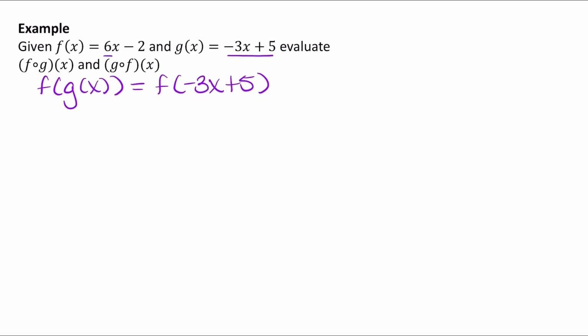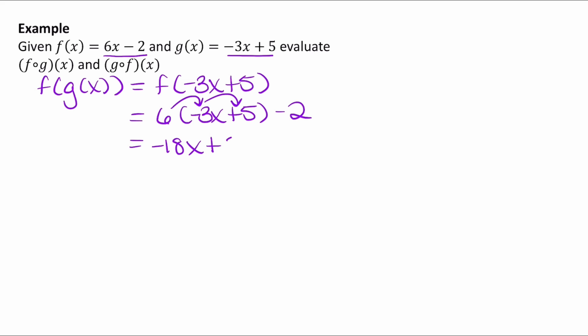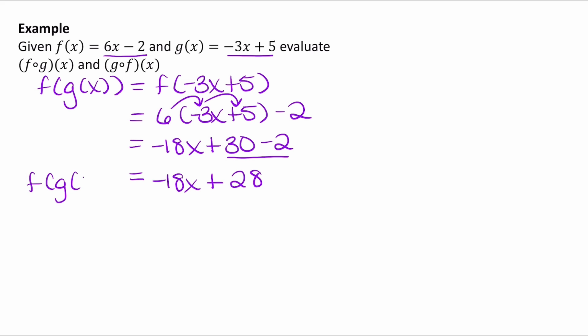So I'm going to go to my f of x, and then instead of x, I'm going to plug in negative 3x plus 5. That's going to give me 6 times negative 3x plus 5, and then I have minus 2. Now all I need to do is simplify this expression. I'm going to start off by distributing the 6. That's going to give me negative 18x plus 6 times 5, which is 30, and then minus 2. Now I combine the like terms, and notice that I have a 30 minus 2, so this is going to become negative 18x plus 28. And that is how I figure out f of g of x.